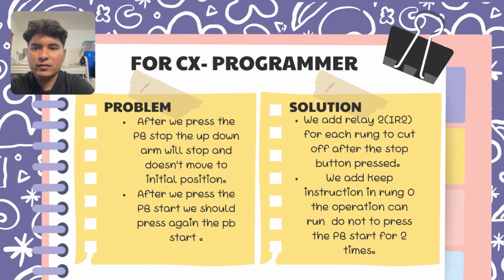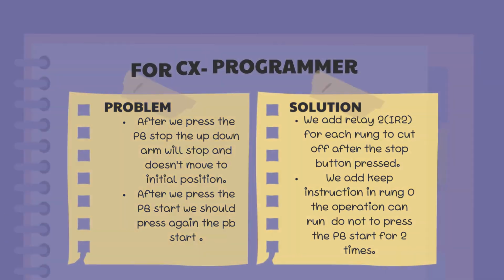Problem and failure in CX programmer. The problem is after we press the PB stop, the up down arm will stop and doesn't move to the initial position. So the solution is we add a relay to IR2 for each round to cut off after the stop button is pressed. For the second one, after we press the PB start, we have to press the PB start again. Our solution is we add a keep instruction in round 0. The operation can run without pressing the PB start two times.